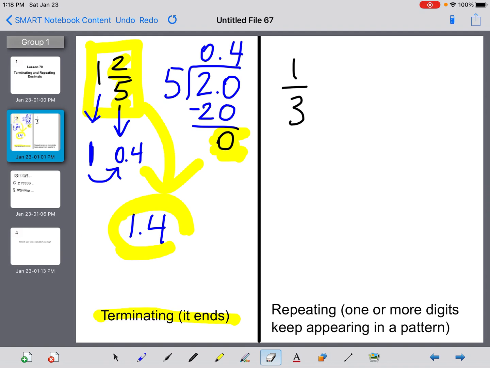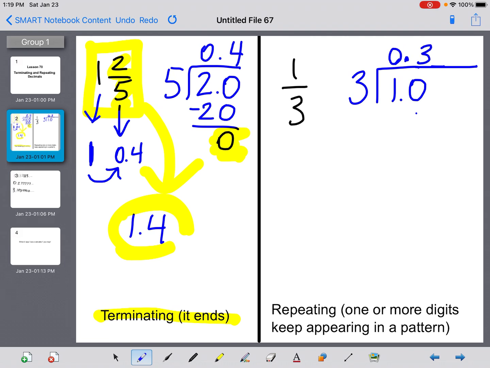All right, so terminating means it ends. And those are the type of decimals that we've been working with so far. We haven't had anything different yet. But for today, we're going to take a look at a decimal that does not end. It is not terminating. So let's take the fraction 1/3. Let's change it into a decimal by doing 1 divided by 3. 3 can't go into 1, so we have to add on a decimal and a 0. So we add a decimal up here.